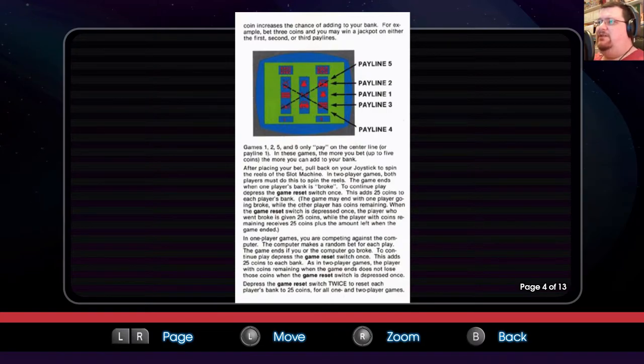Games 1, 2, 5 and 6 only pay on the centre line. In these games, the more you bet, the more you can add to your bank. After placing your bet, pull back on your joystick to spin the reels of the slot machine. That's about it. In one-player games, you're competing against the computer. The computer makes a random bet for each play. The game ends if you or the computer go broke.